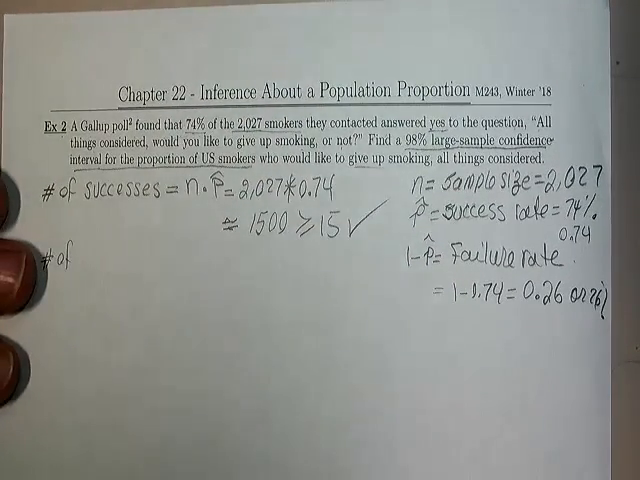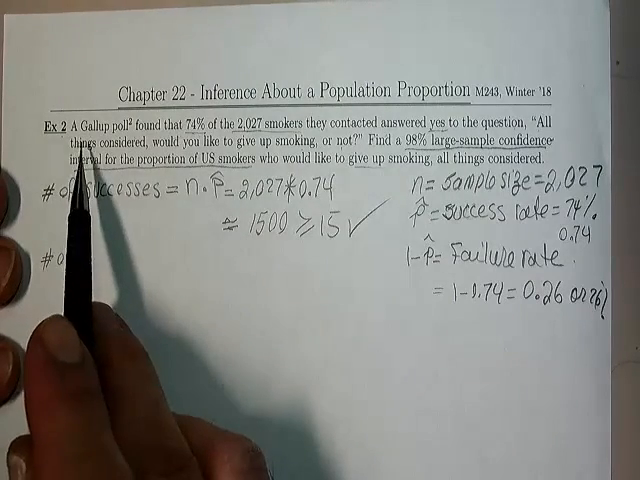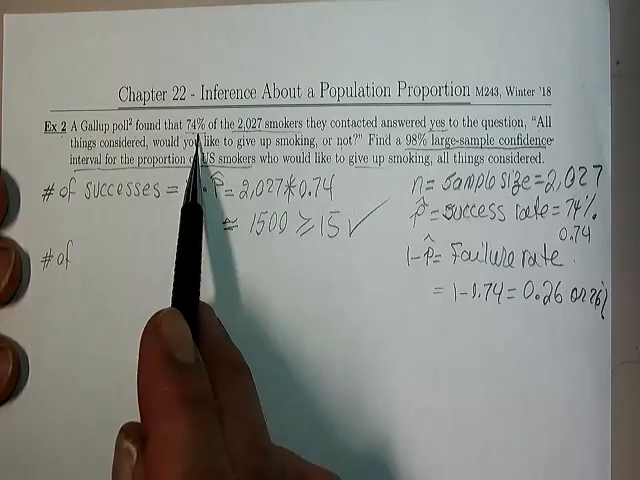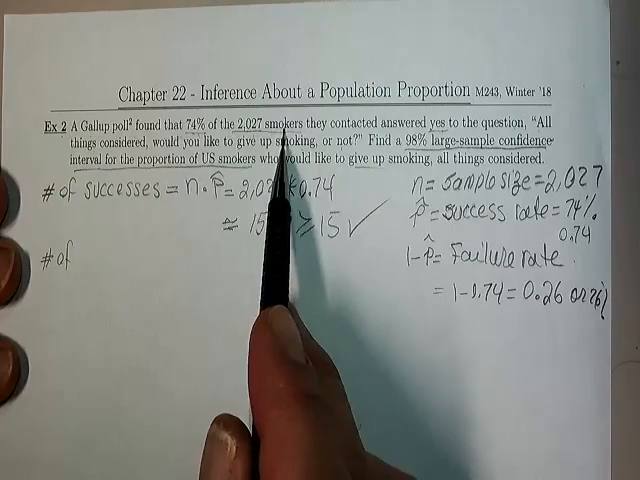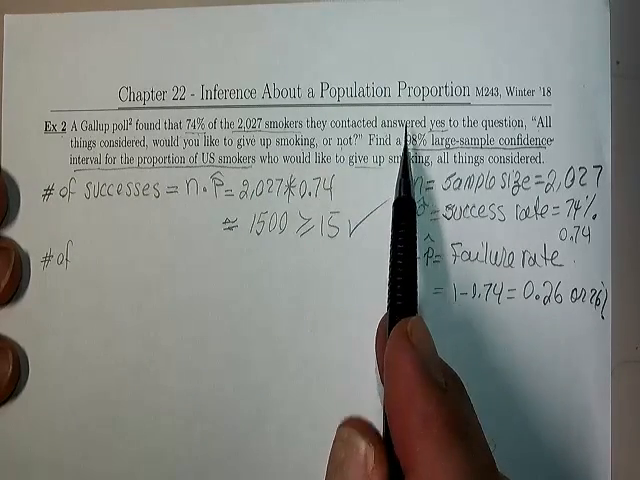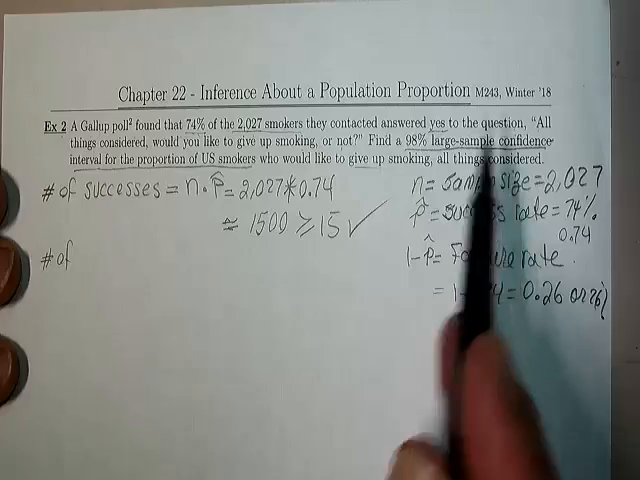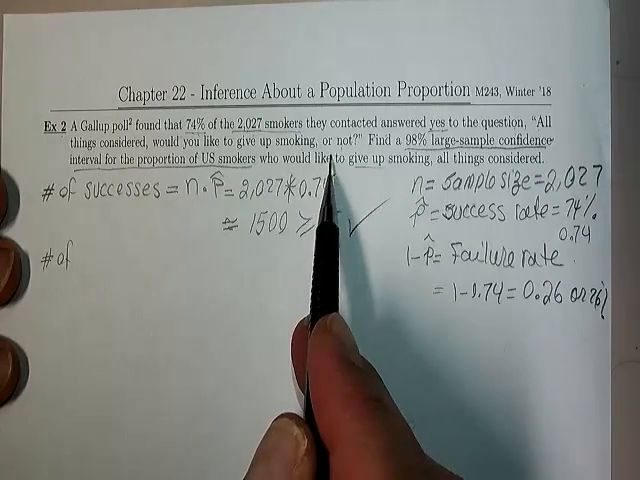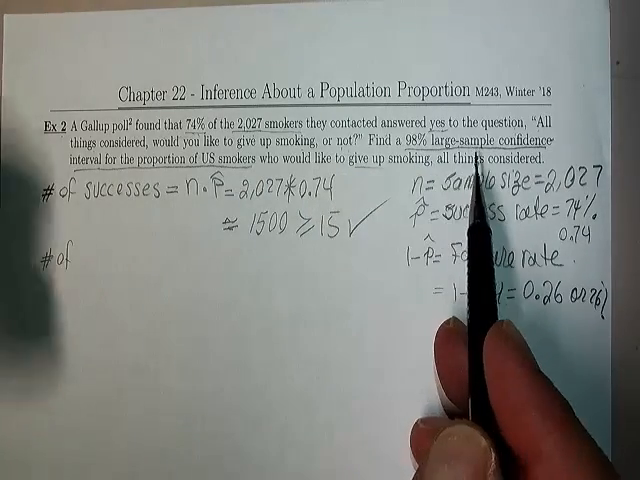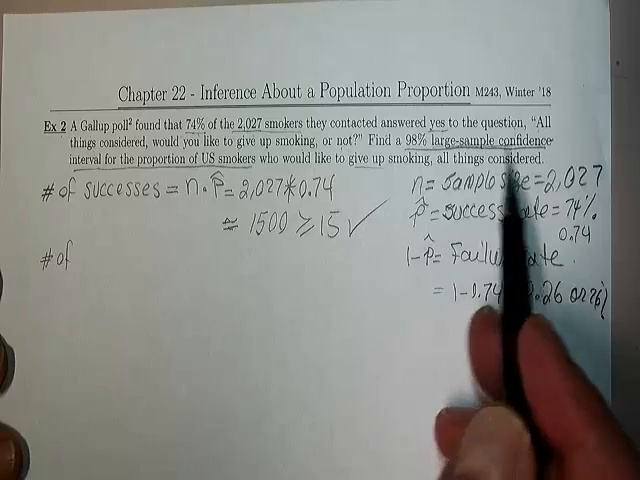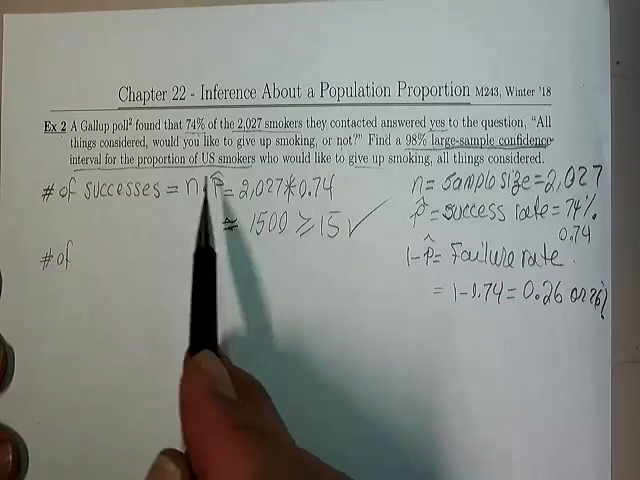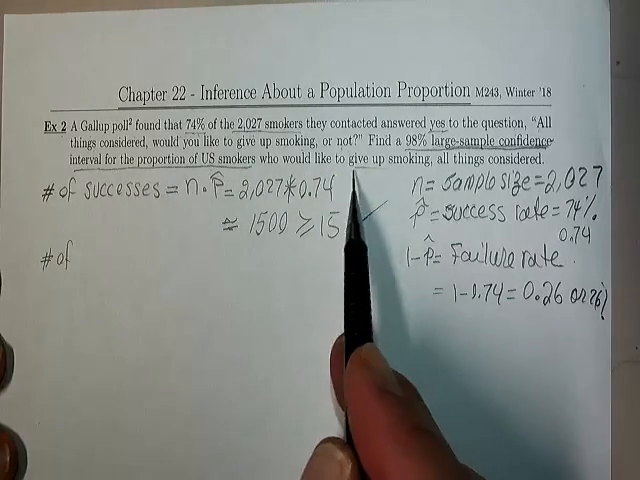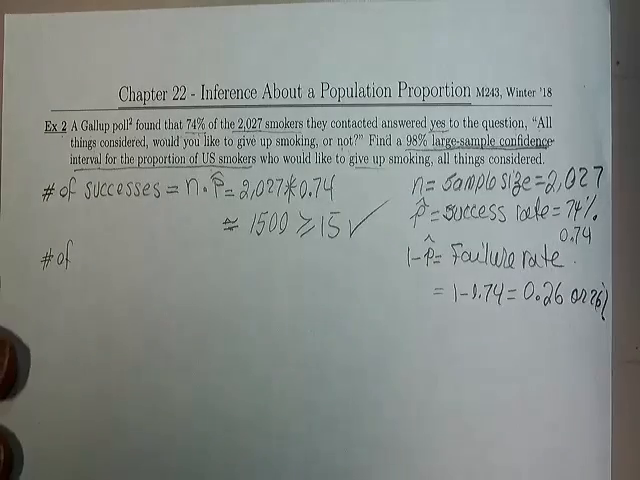Okay, let's talk about this now. We have exercise 2. The Gallup poll found that 74% of the 2027 smokers they contacted answered yes to the question, all things considered, would you like to give up smoking or not? Find a 98% large sample confidence interval for the proportion of US smokers who would like to give up smoking, all things considered.